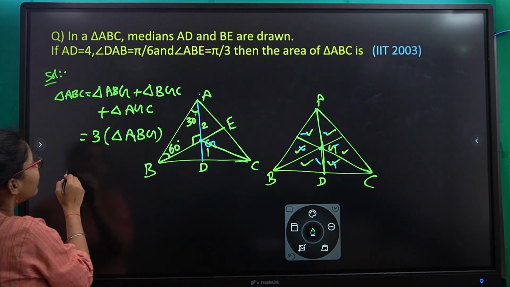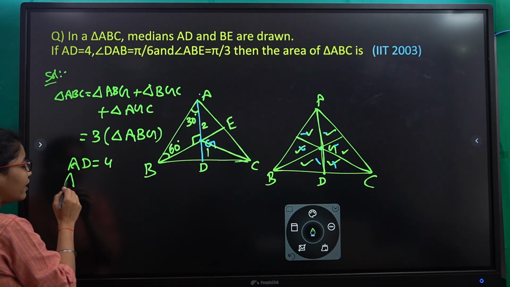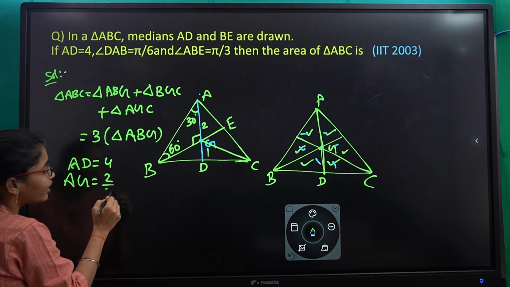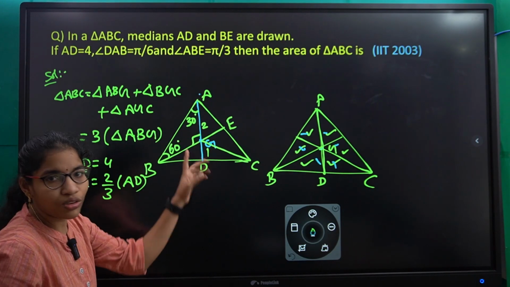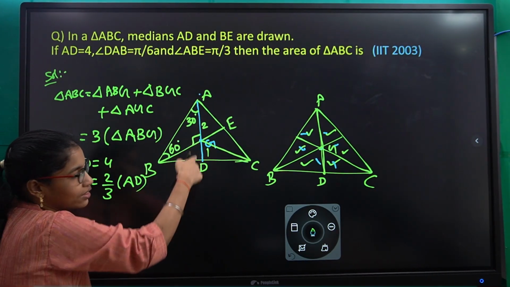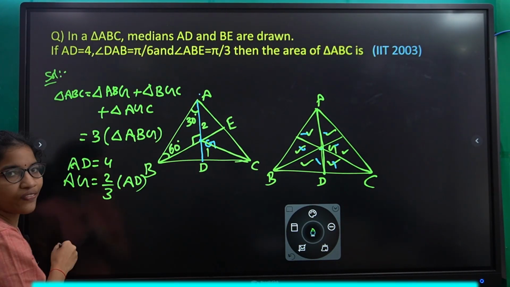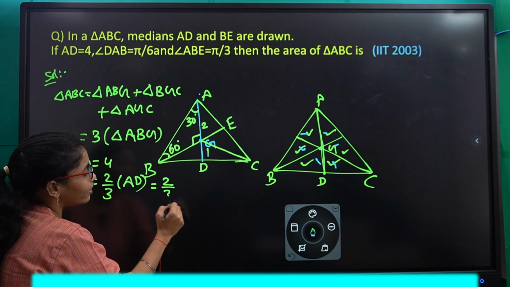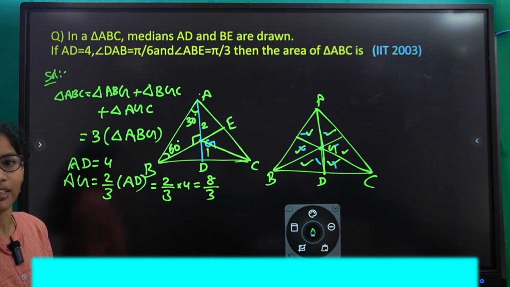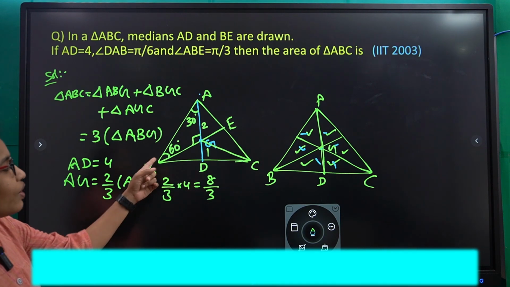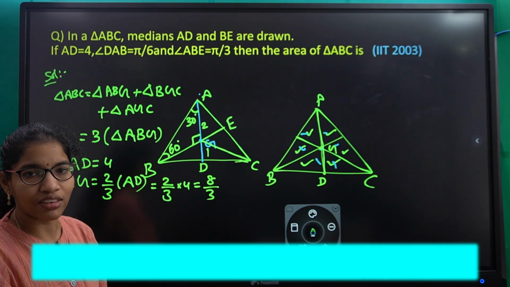Now they mention AD is how much? 4 units. What about AG here? 2/3 of AD, because the centroid divides into 2:1 ratio. So this is 2 parts, this is 1 part. In overall 3 parts, 2 parts are AG. So 2/3 of AD, which is 2/3 into 4. So 8/3 is the AG. Right? Okay. How will I get the other side? Either AB or BG. How can I find this BG?